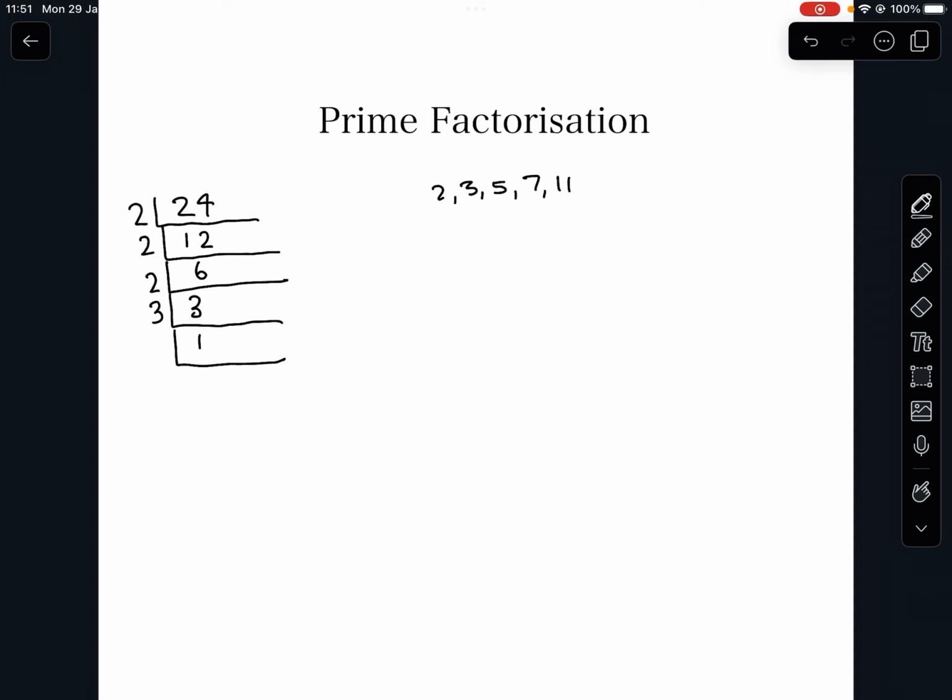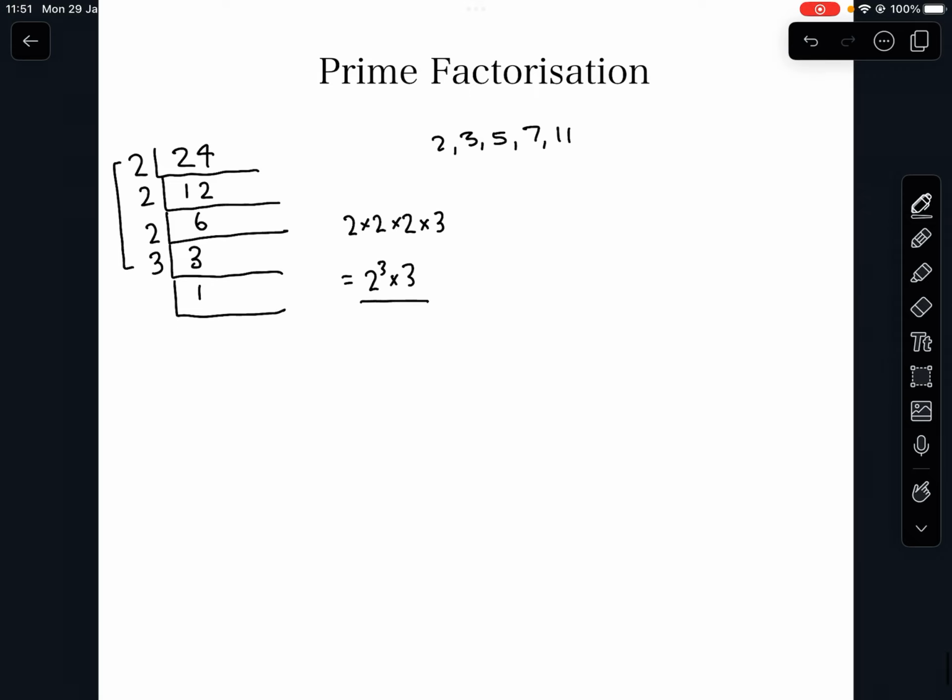So now we multiply all of these numbers on the sides. So we have 2 times 2 times 2 times 3, which is the same as 2 to the power 3 times 3. This is the prime factorization of the number 24. Okay, let's try another example.